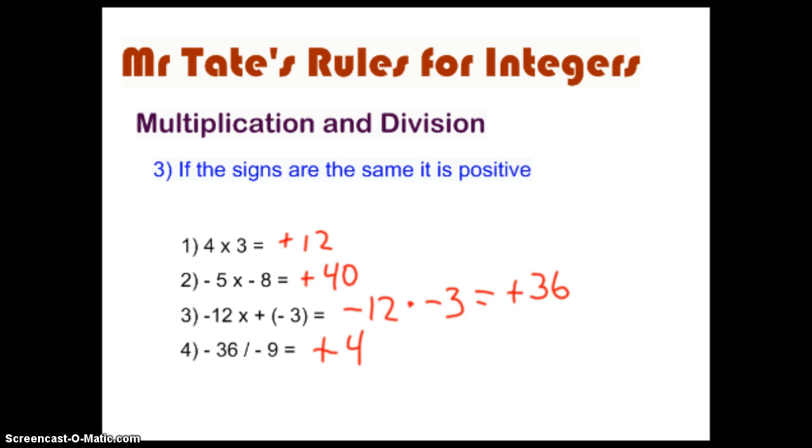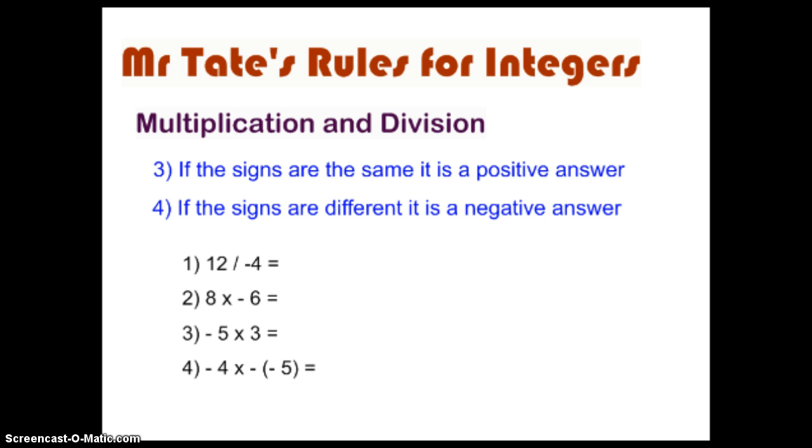Well, if we can predict, we probably can guess what the next rule will be. Aha! If the signs are different, it is a negative answer. So if the signs are different, it is negative. Well, here we go. 12 divided by negative 4. I have a positive 12 and a negative 4. Signs are different with a positive and a negative, so we'll have a negative answer. And 12 divided by 4 is 3.